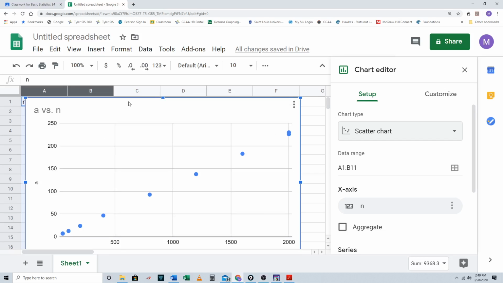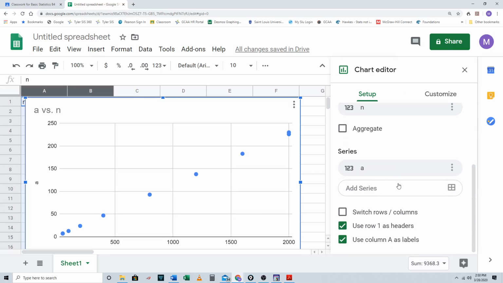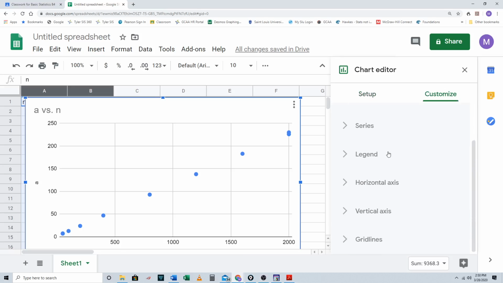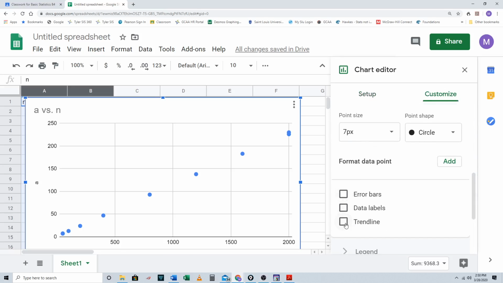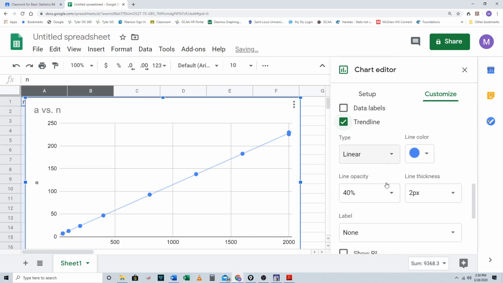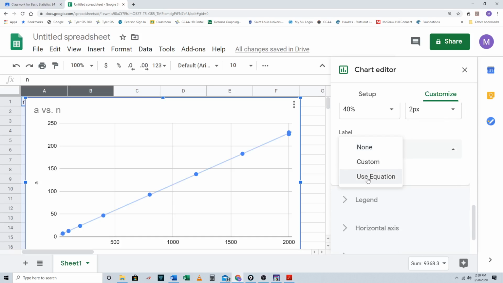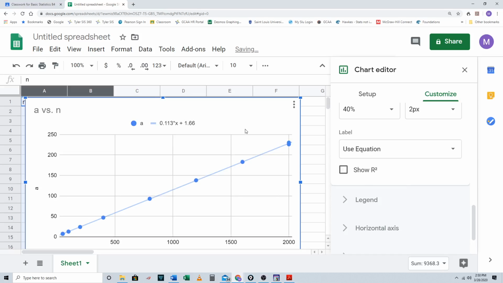So let's see here. We go down to customize and then series, trend line, and then show equation. Use label, use equation. So that's my equation. I'll write this on here. The equation is y hat is equal to 1.66 plus 0.113 times x.